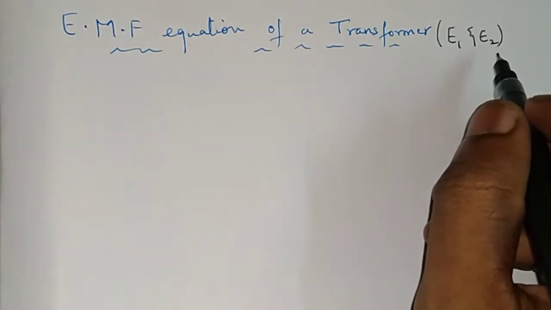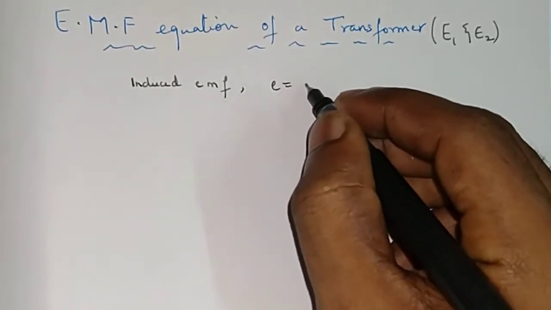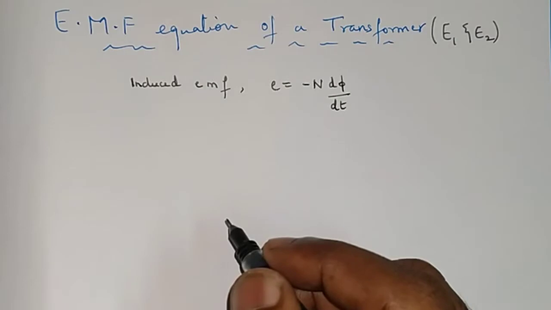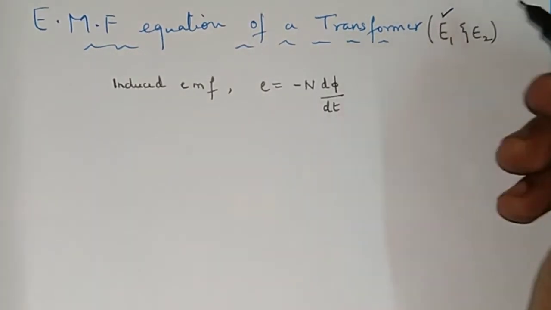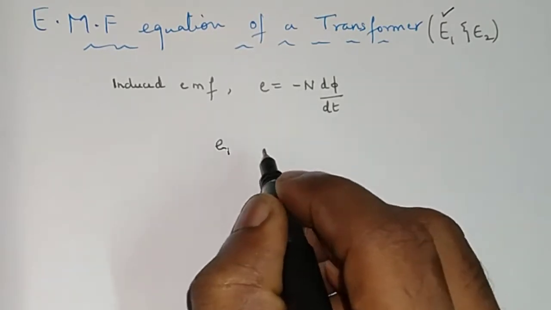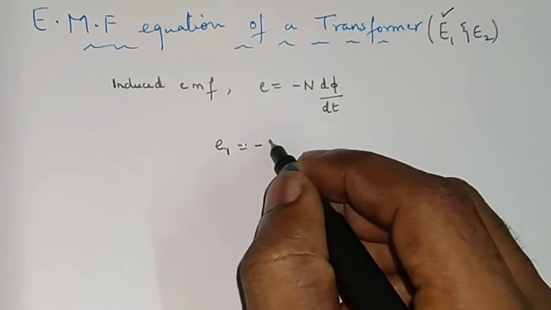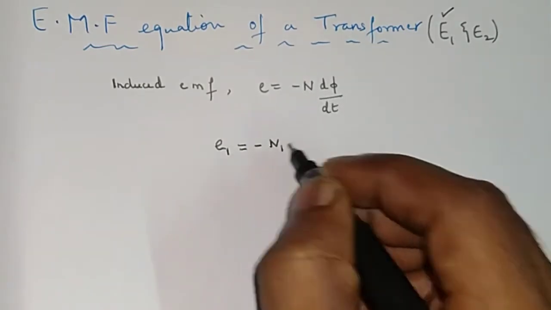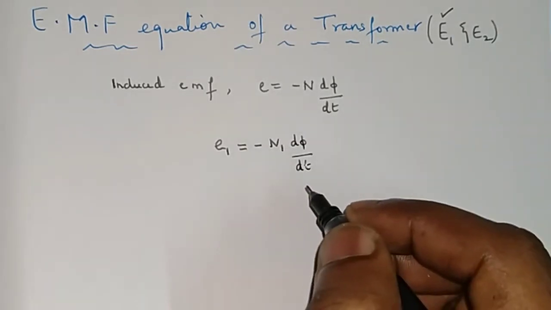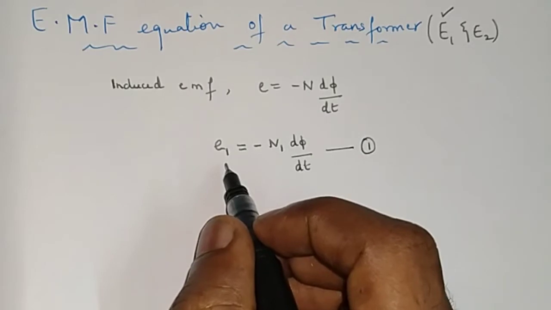To start with the derivation, we know that induced EMF E is equal to minus N d phi by dt, from Faraday's law of electromagnetic induction. First, I will find out the formula for E1. The induced EMF in the primary winding, which I will take as E suffix 1, is equal to minus N1 d phi by dt, where N1 is the number of turns in the primary winding. This will be your first equation. You are going to write the induced EMF in the primary winding.